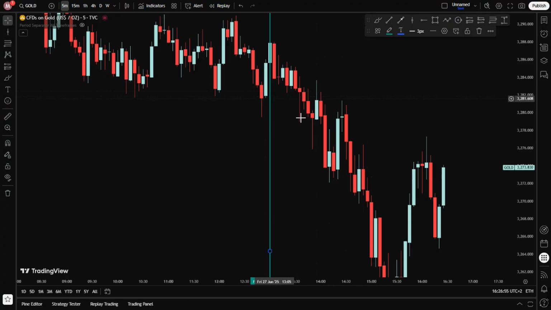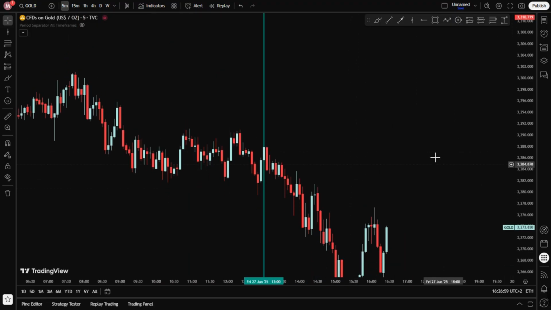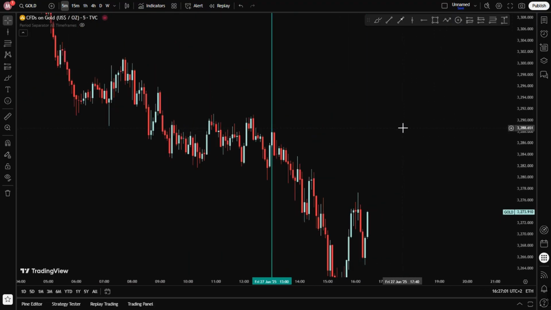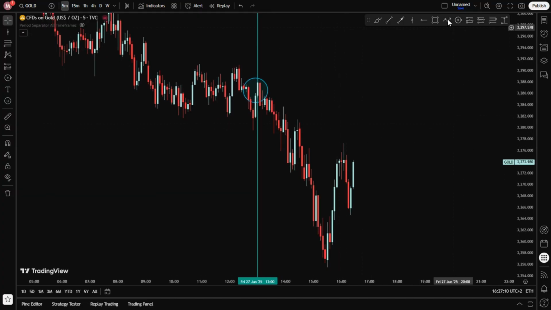All right, let's wrap things up with Friday's session. We start off by doing what we always do, placing our vertical line at exactly 1 p.m., and from there we begin to observe price movement. Now, looking at the chart, we can clearly see that price was bearish from 1 p.m., which means based on our method, we should start looking for buying opportunities, ideally at a strong support zone.